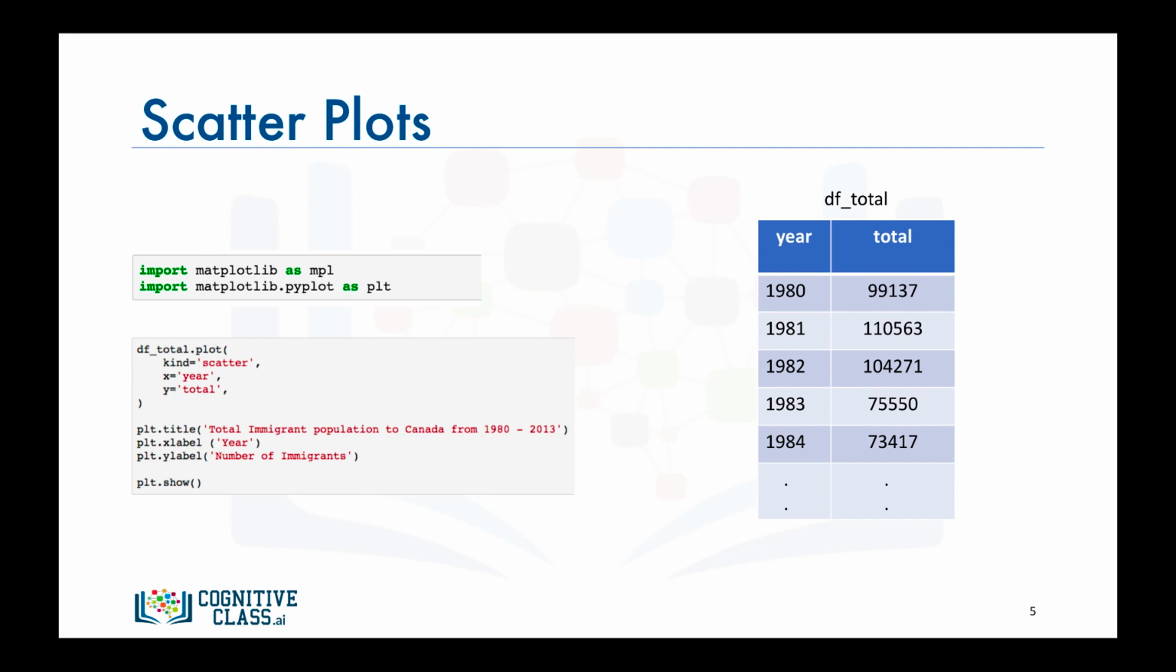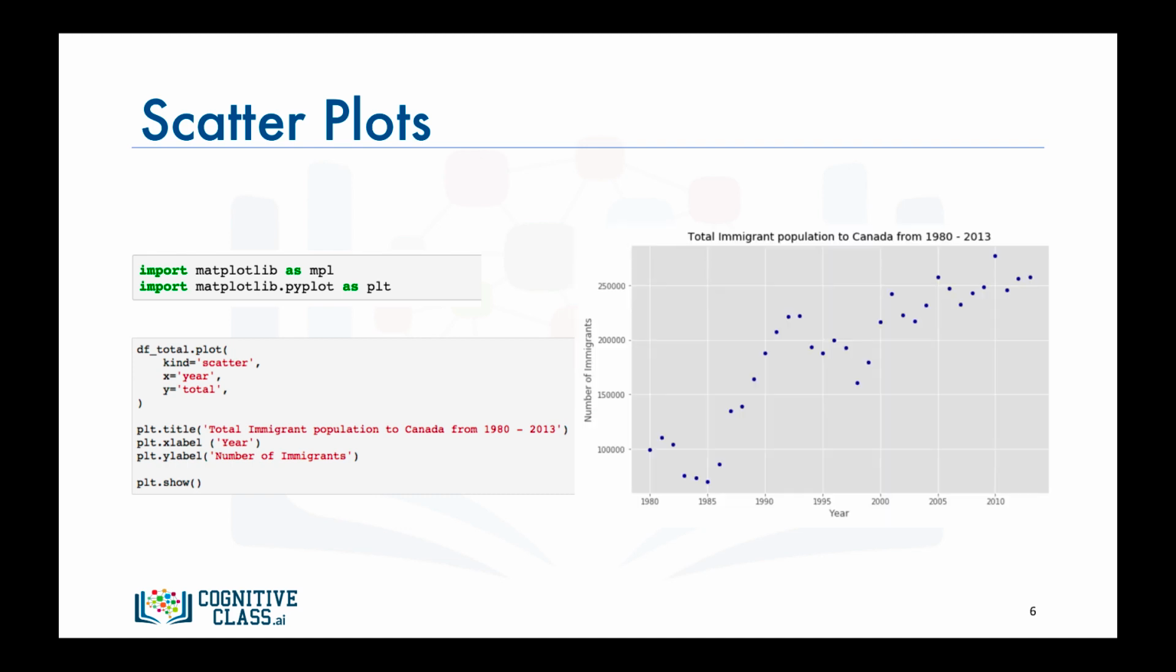Then, to complete the figure, we give it a title and we label its axes. Finally, we call the show function to display the figure. And there you have it, a scatter plot that shows total immigration to Canada from countries all over the world from 1980 to 2013. The scatter plot clearly depicts an overall rising trend of immigration with time.